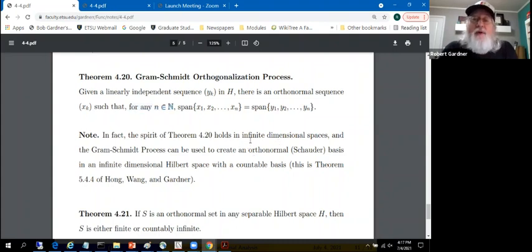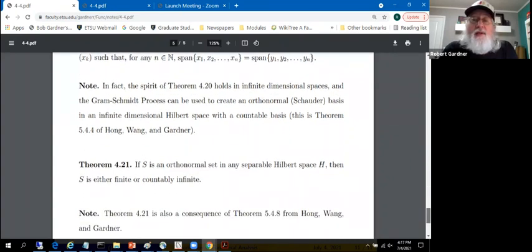Turns out this holds in infinite dimensional spaces, and it allows us to create an orthonormal Schauder basis in an infinite dimensional Hilbert space with a countable basis. I think I probably need to throw the word separable in there as well. It allows us to do this in a separable Hilbert space. So in separable Hilbert spaces, we can find Schauder bases, and we can build them, and we can see what they are, and we can interpret vectors as magnitude and direction. That's where you can get some applications done.